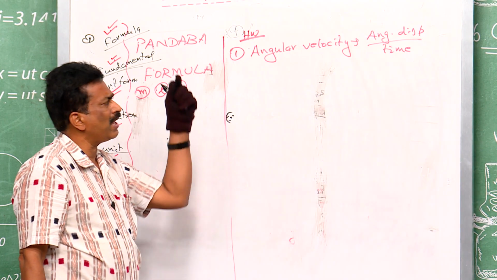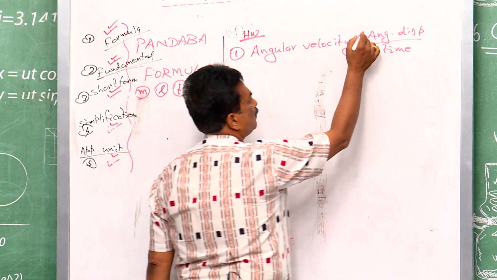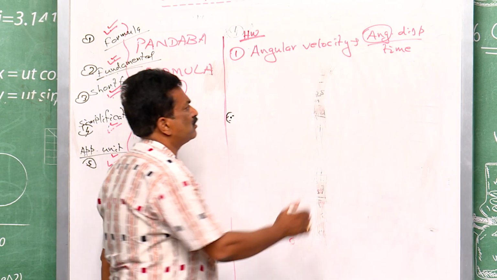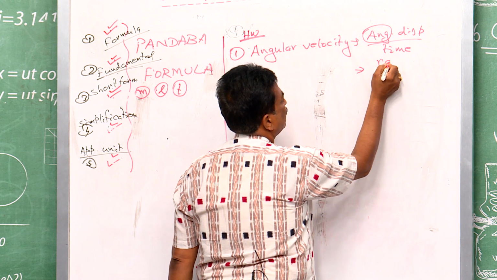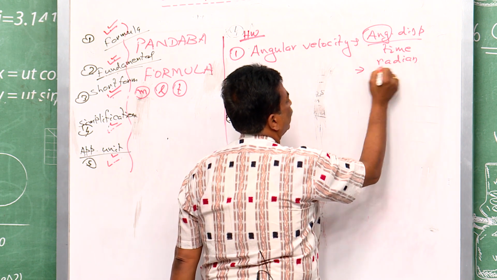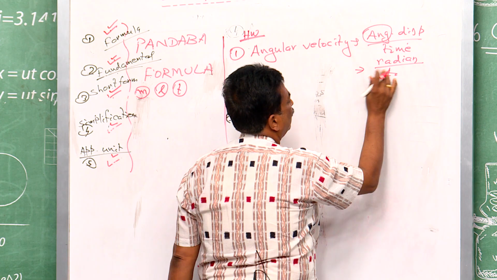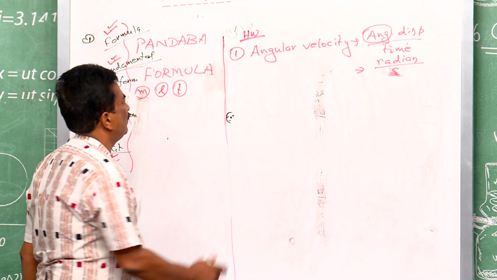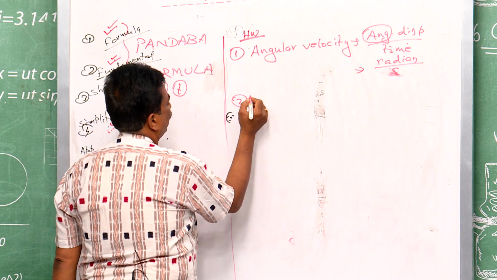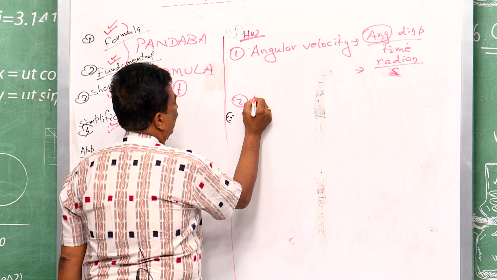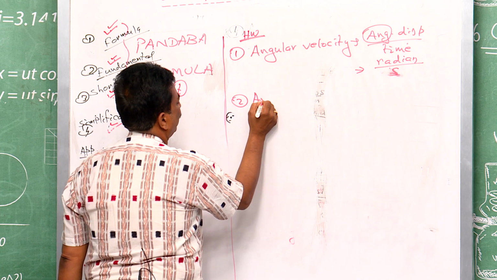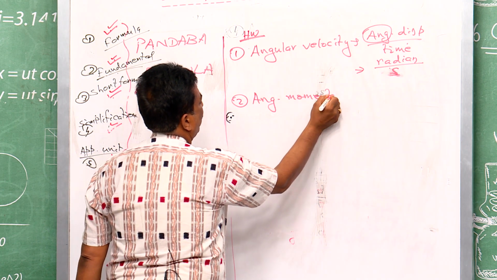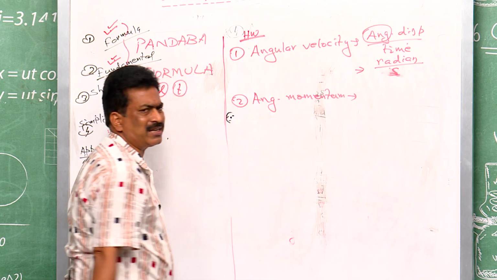So if it is the angular displacement by time, angular displacement is the angle. So the angle has its unit. So what is the unit of the angle? That is the radian. By time, which is second. So that is radian by second. Just I give you the example. The second one, angular momentum. I will say angular momentum. Just I am writing its formula.